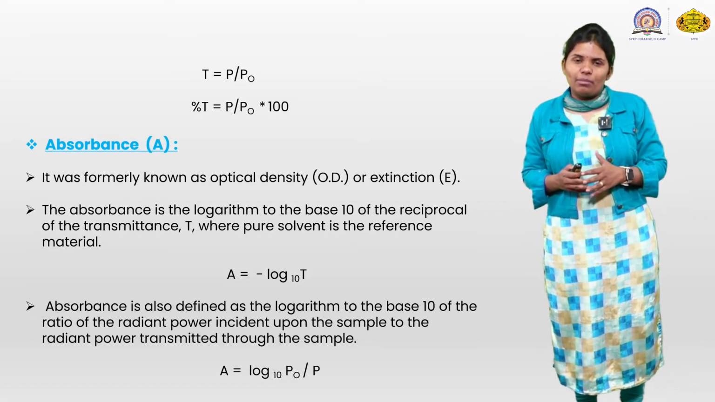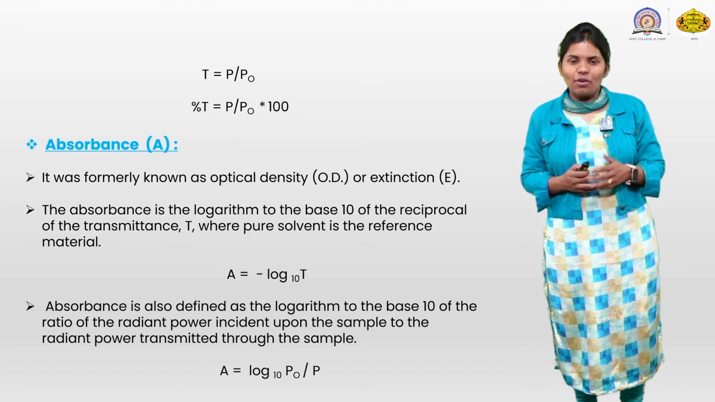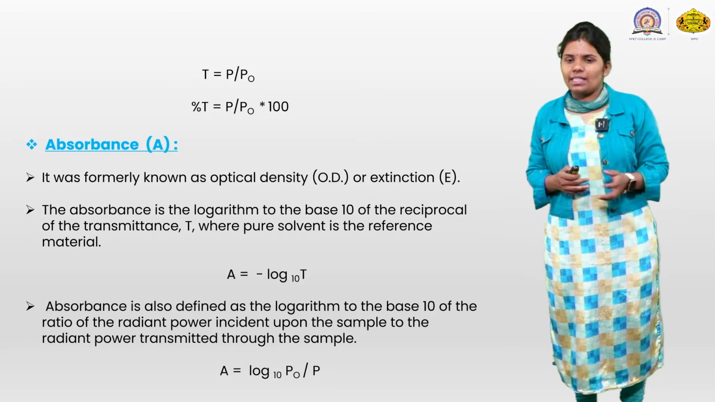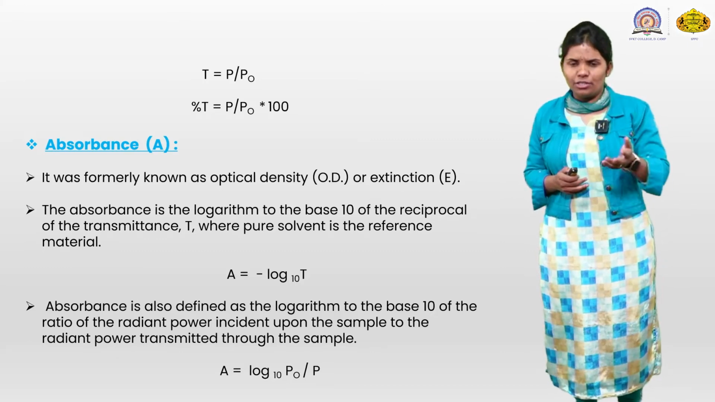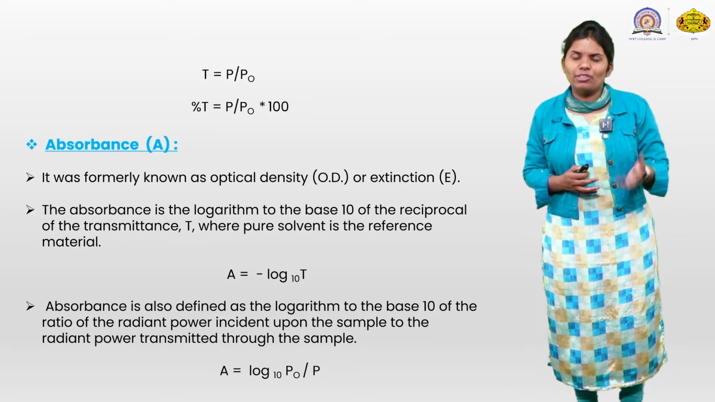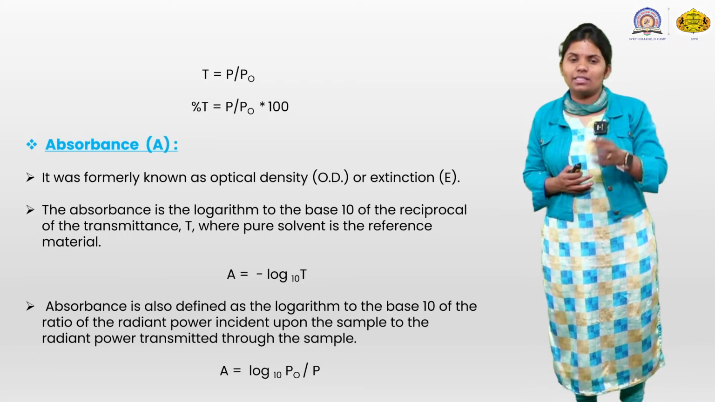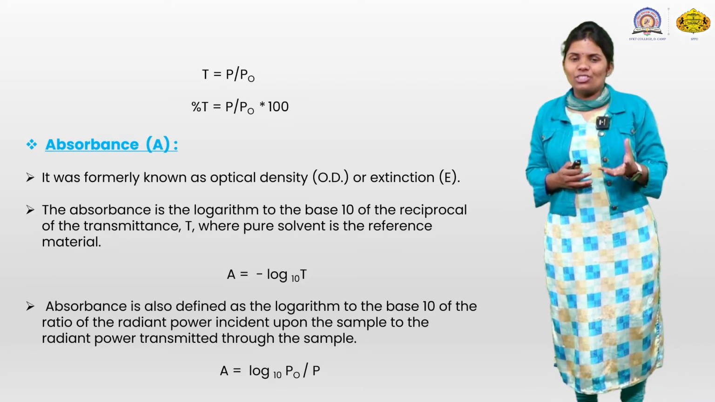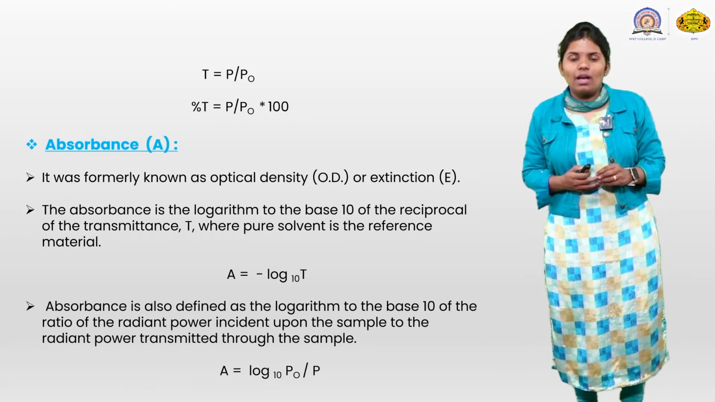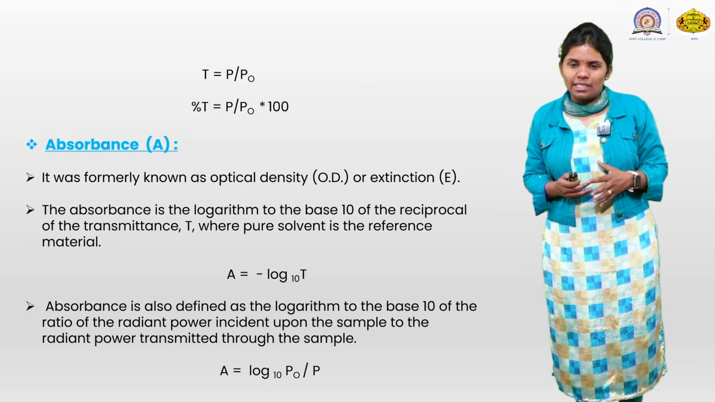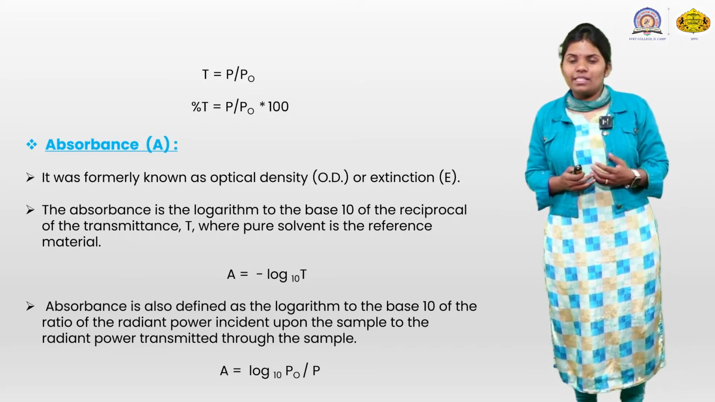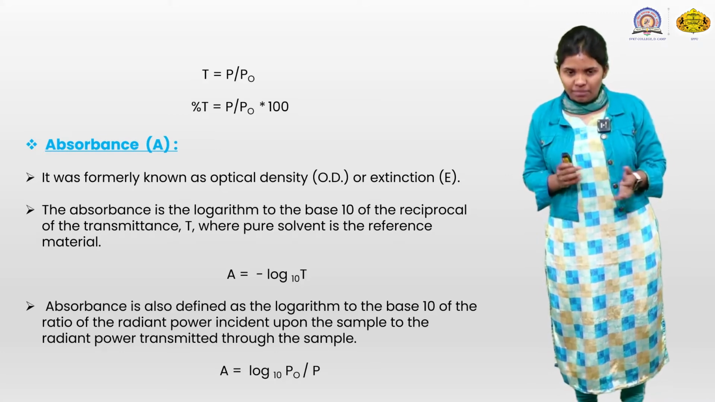The exact opposite phenomenon is absorbance, also known as optical density or extinction. In microbiology, you basically read it as optical density. In a colorimeter and in a spectrophotometer, the term you see is absorbance: how much light gets absorbed by a particular substance or a particular concentration of solution. So absorbance is the logarithm to base 10 of the reciprocal of the transmittance, where the pure solvent is the reference material. So A is equal to minus log to the base 10 of T.